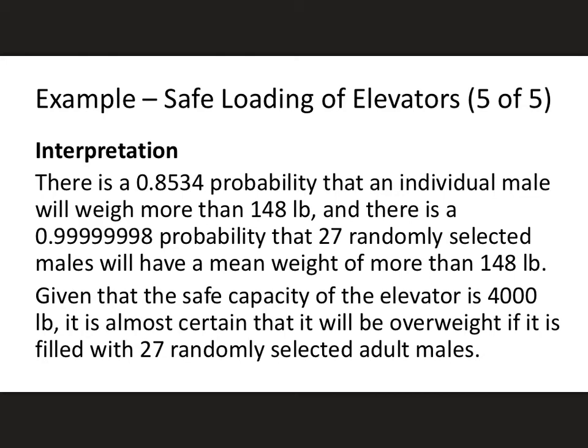So what this is saying is that there is a 0.8534 probability that an individual male will weigh more than 148 pounds, and there is a 0.9999998 probability that 27 randomly selected males will have a mean weight of more than 148. So given that the safe capacity of an elevator is 4,000 pounds, it's almost certain that it would be overweight if it is filled with 27 randomly selected adult males.